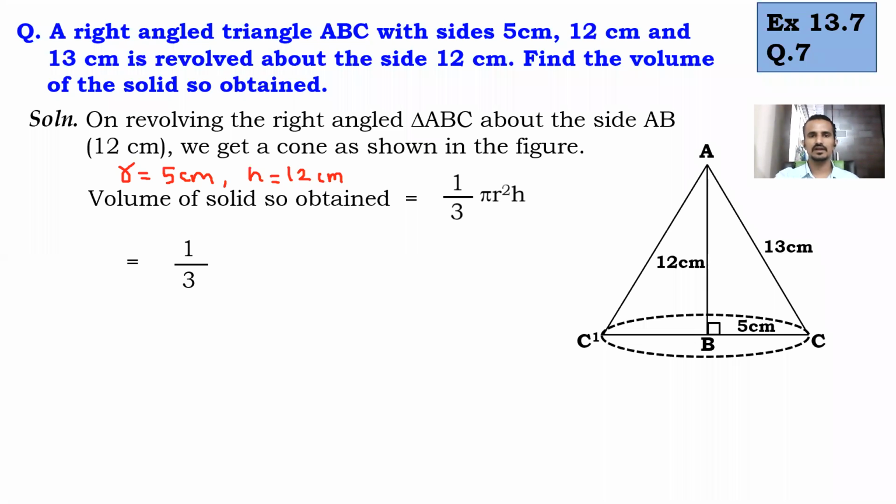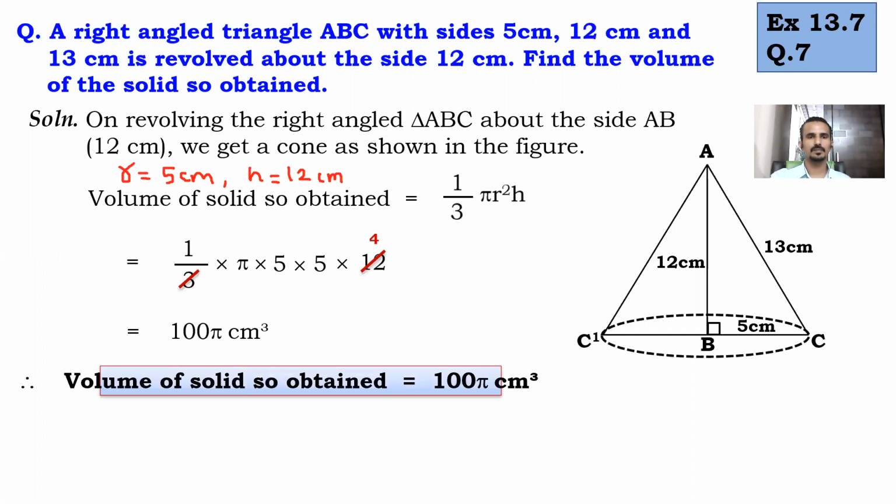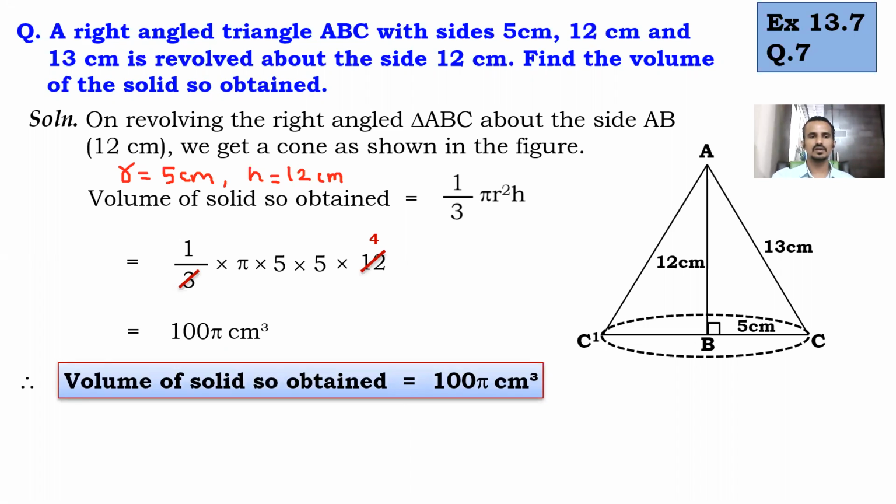So 1/3 multiplied by pi, and then 5 into 5 into 12. We can divide the 3 into the 12 to get 4, so we get 100 pi centimeter cube. So the volume obtained is 100 pi centimeter cube.